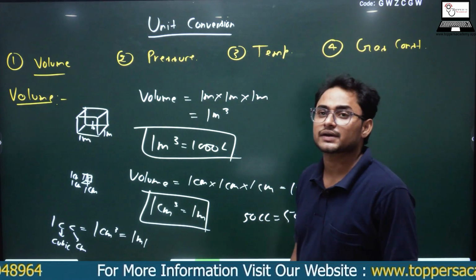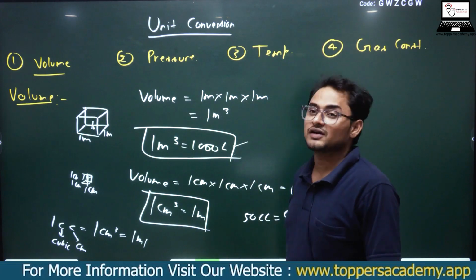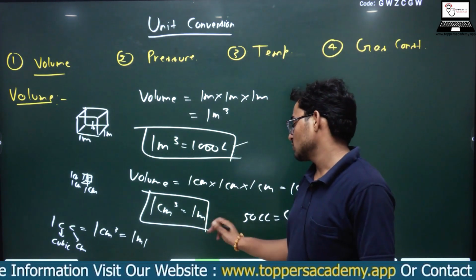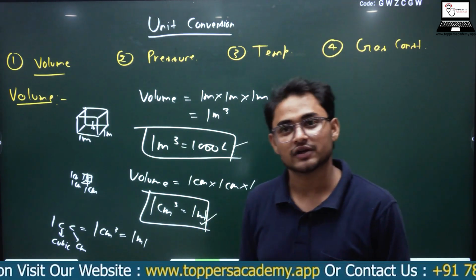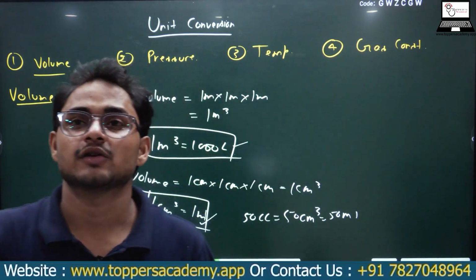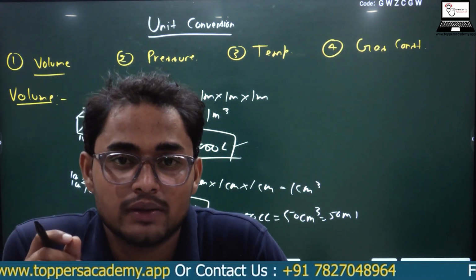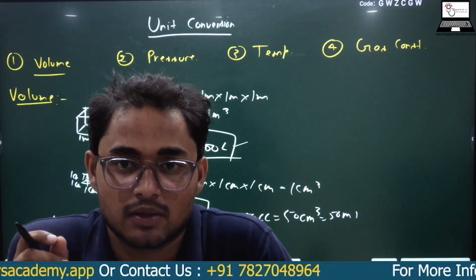So we have to remember two things. One, 1 meter cube is equal to 1000 liter, and 1 centimeter cube is equal to 1 ml. Got it? 1 centimeter cube is equal to 1 ml and 1 meter cube is equal to 1000 liter, right?